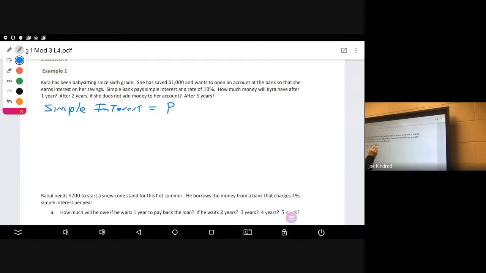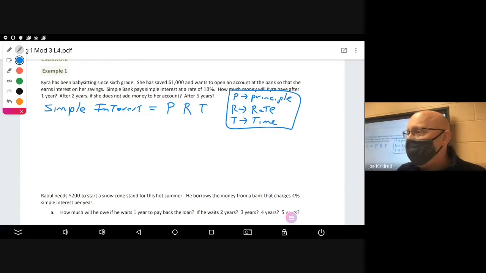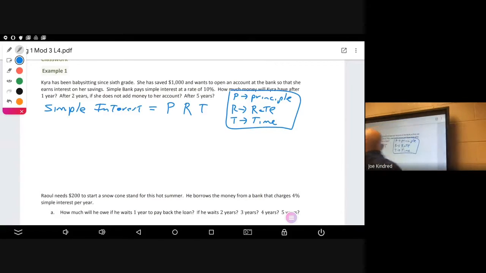is calculated by PRT, where the P stands for principal, the R stands for the rate, and the T stands for the time in years. In this case, the principal is going to be the original $1,000. And the rate is 10%. And of course, they gave you how much money has she earned in 1 year, in 2 years, and in 5 years. So let's see how much money this builds to.